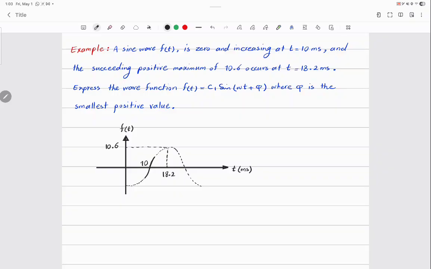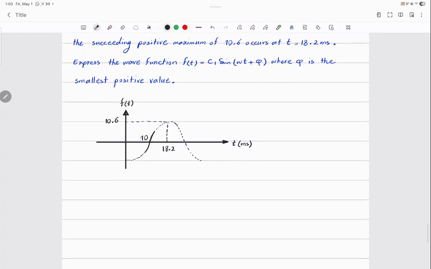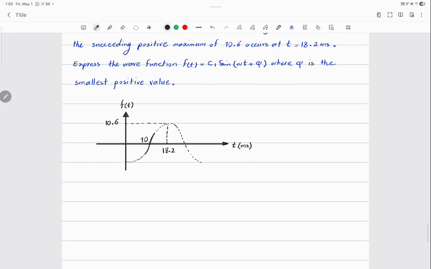Just to not kill your hopes, this is a difficult question. Okay, it's a WebWork question, so if you go to WebWork, you will probably see this or a very similar one, of course, with different numbers. So this is not very easy. Okay, so this is my function.